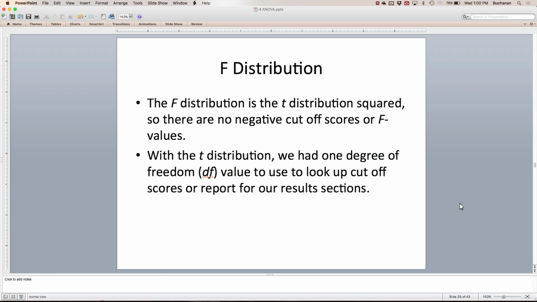I think I have a cute picture. So yeah, F is t squared, so there's nothing negative for F. With the t distribution, we worked with n minus 1, or n minus 1 plus n minus 1 for independent t, right? And then we could look up a cutoff score, or what we did was we just looked at the p values.